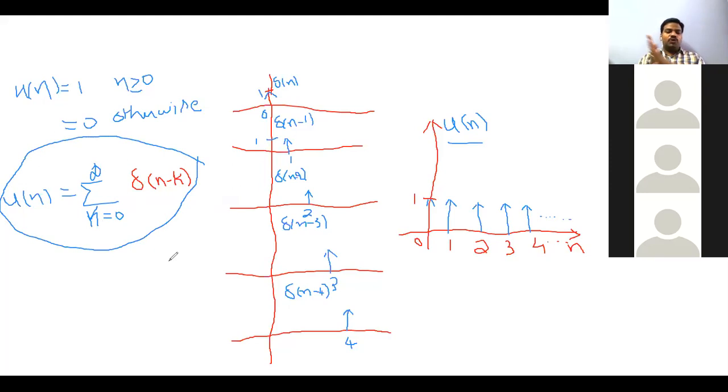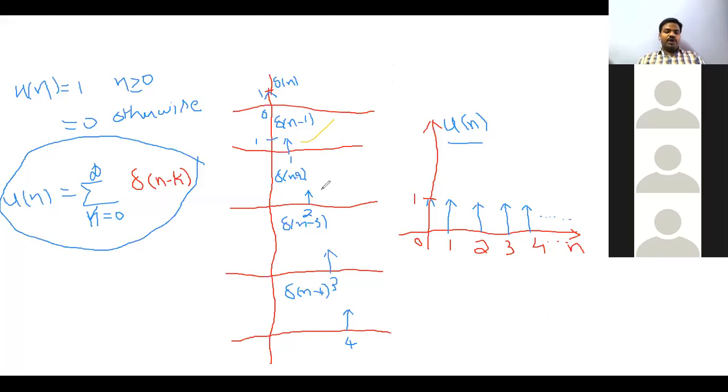So first you substitute k is equal to 0. What will you get? Delta of n, that is defined only at n is equal to 0. Similarly, next if you substitute k is equal to 1, obviously you will get delta of n minus 1, an impulse signal which is delayed by 1 unit.